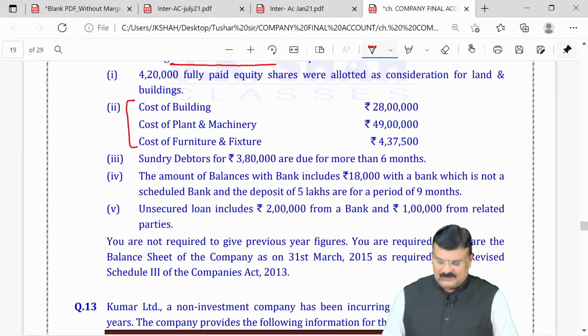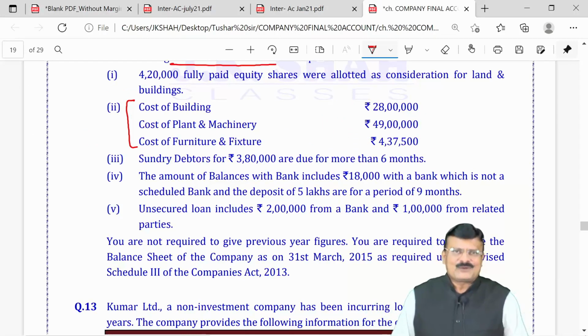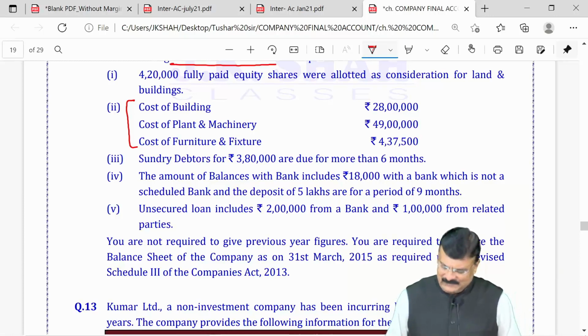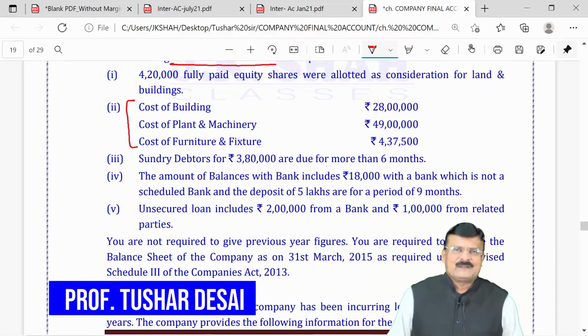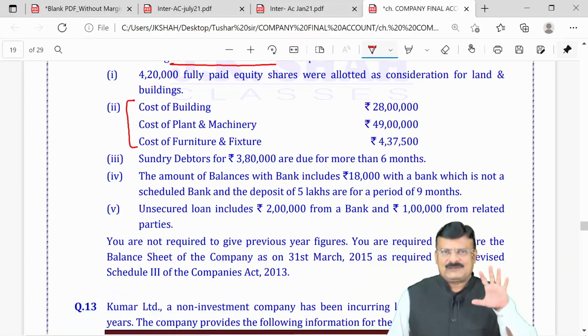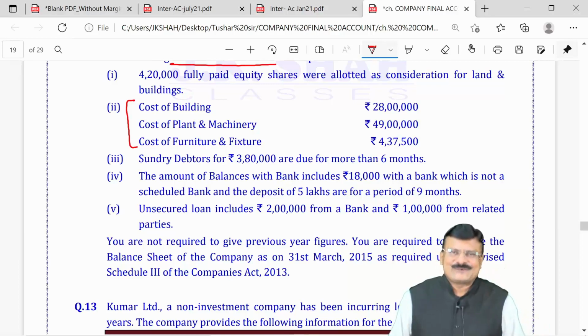You are not required to give previous year's figures. As such, they are not given in the question also. You are required to prepare the balance sheet of the company as on 31st March 15 as required under revised Schedule 3 of the Companies Act 2013. On the ideal sum of ICAI carrying weightage between 10 to 12 marks, where only balance sheet, notes to accounts and more focusing on additional disclosure.